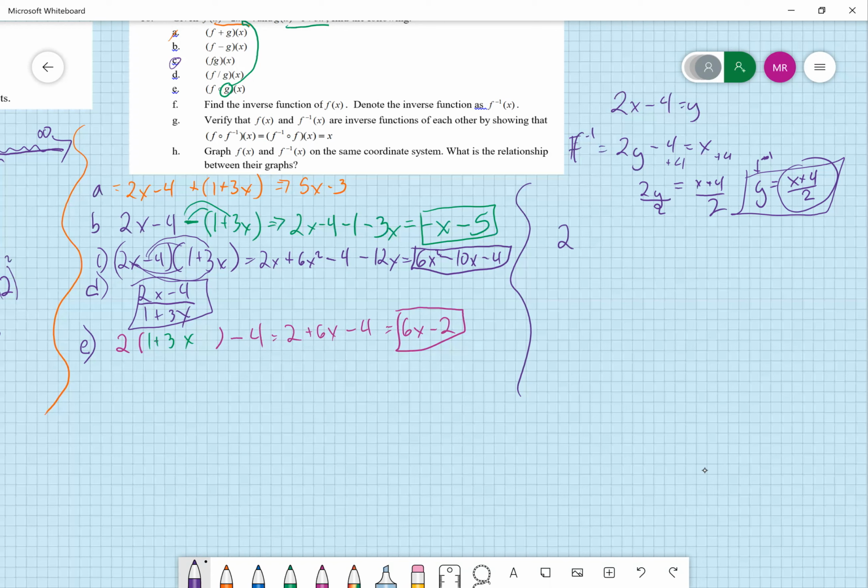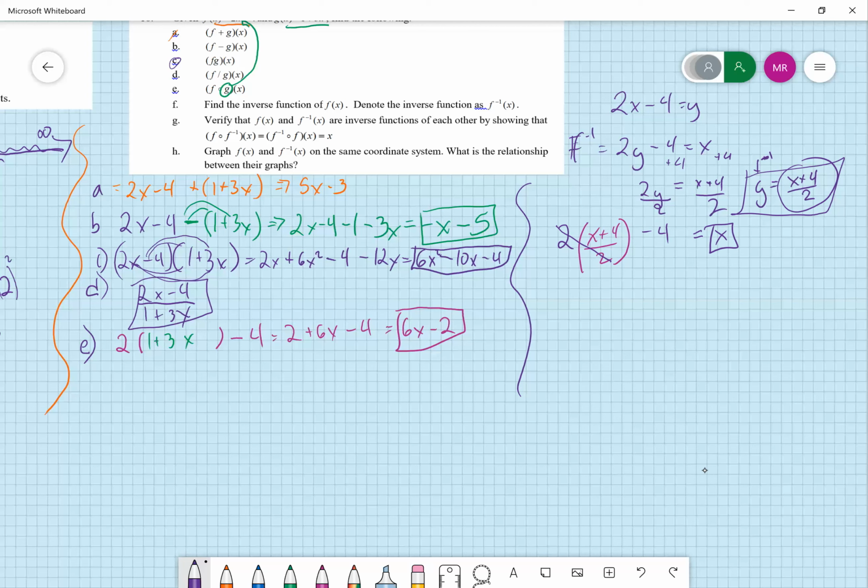So we get 2, and then we're going to put our inverse in, x plus 4 divided by 2, minus 4, and we solve. The 2's here will cancel out. That leaves us with x plus 4 minus 4. Plus 4 minus 4 cancel each other out, so that's how we get x. And that is how we verify that the functions are inverses of each other.